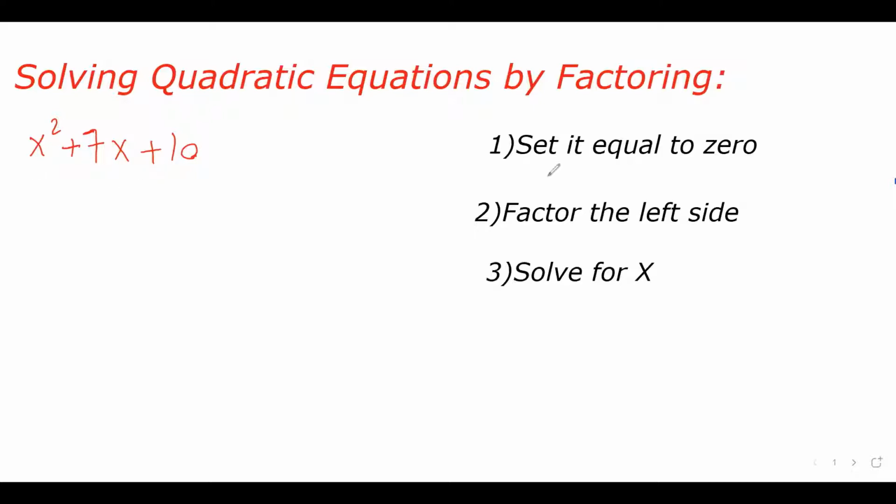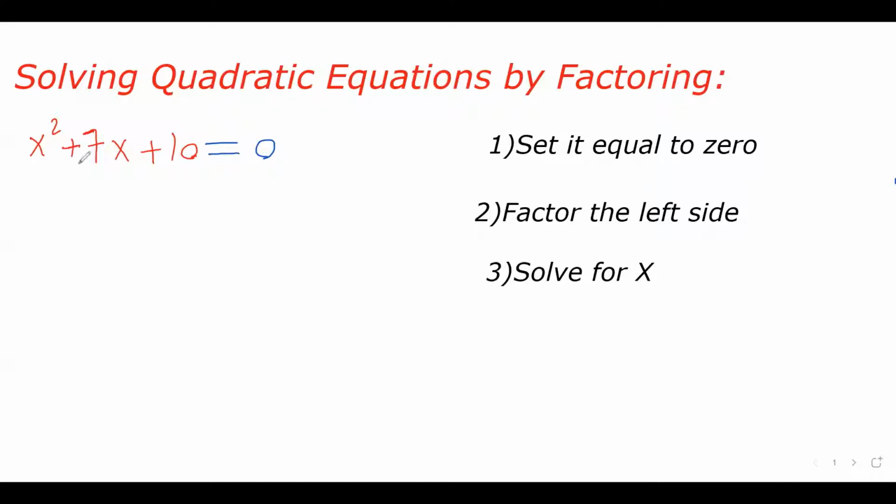So there are three steps we need to follow. The first step says, set the quadratic equal to 0. So I have to set this quadratic equation equal to 0. And the second step, we need to factor this left side, x squared plus 7x plus 10. This is a quadratic and you know how to factor this. If you don't know, you can watch my previous video. I'm just going to go over it quickly here.